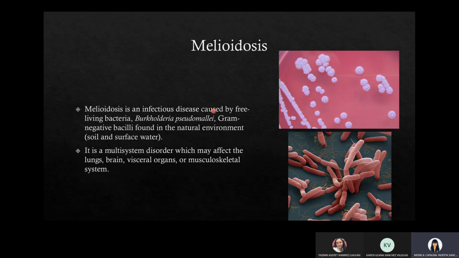So melioidosis is an infectious disease that is caused by a gram-negative bacillus called Burkholderia pseudomallei, and it can be found in the soil or on the surface of water. It is a multisystemic disorder that can affect virtually any organ, but primarily it affects the lungs, followed by the spleen and the liver. This organism enters the human host most commonly through a pre-existing skin epithelial defect, and the majority of human cases are from percutaneous inoculation.